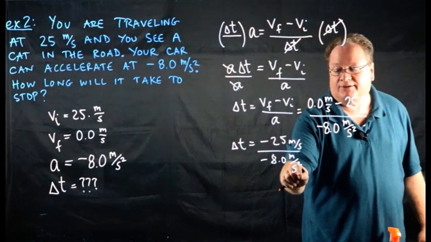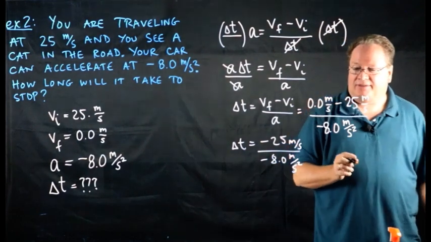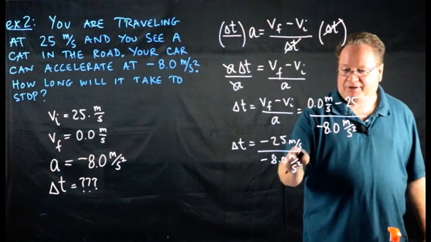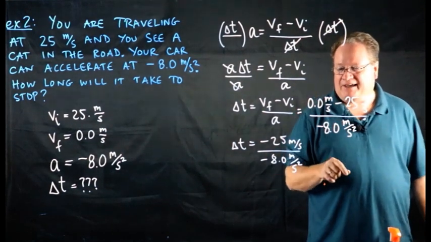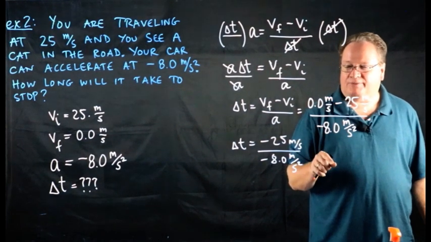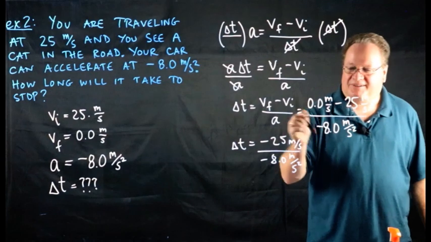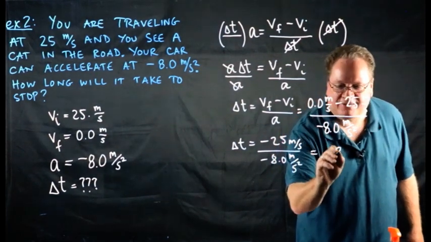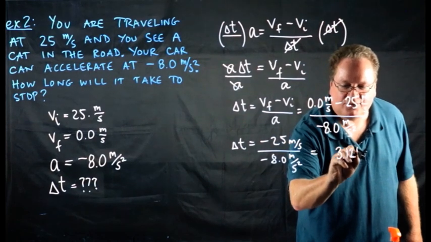If I do this math, I should have used a different number. I've got to do this in my head now. This is going to be 3.125, I think is what it's going to be. I just got confirmation. So this is going to be 3.125.